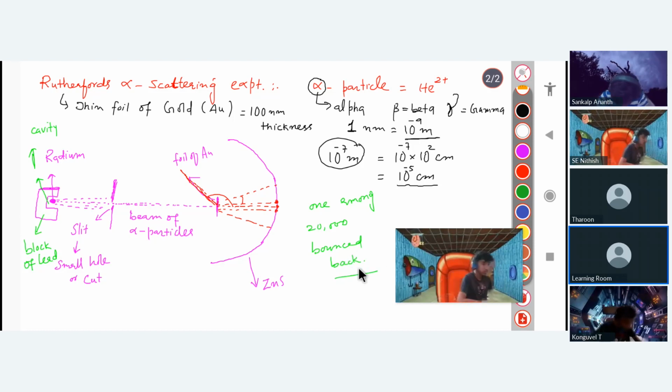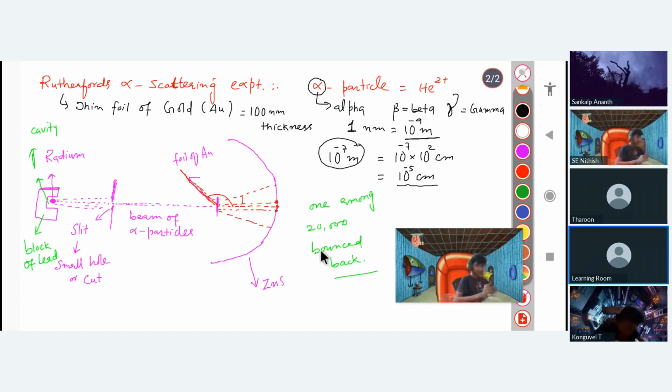Okay, shall I move to the next page? Wait, guys. Is it like one day 20,000 beams were sent from the radium, or one second? No.